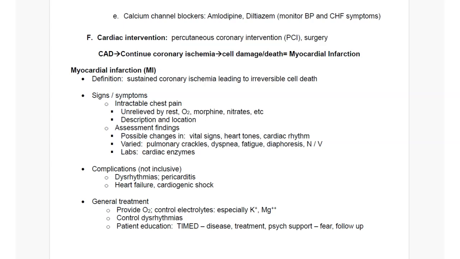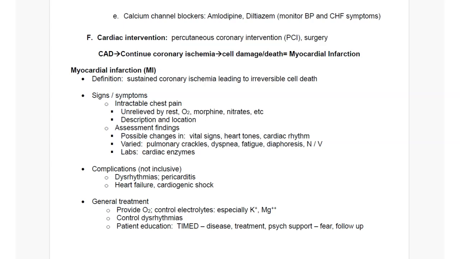Anyhow, so what are our assessment findings? If a patient is having an MI, these are the things that we may find when we're examining our patients. There are going to be possible changes in their vital signs. The heart sounds may change, their heart rhythm may also change, and then occasionally, depending on the patient, it may change their lung sounds. So they may have pulmonary crackles. They may complain of difficulty breathing or dyspnea. Some will complain of fatigue, diaphoresis or sweating, and then nausea or vomiting. So nausea and vomiting can also be a symptom of MI.